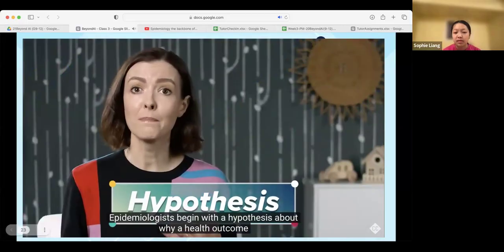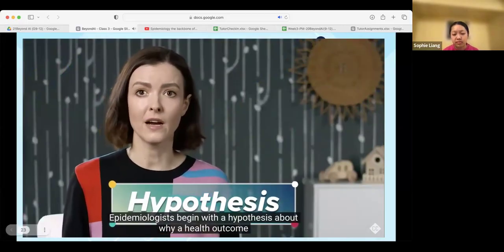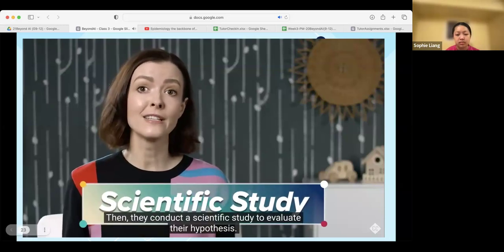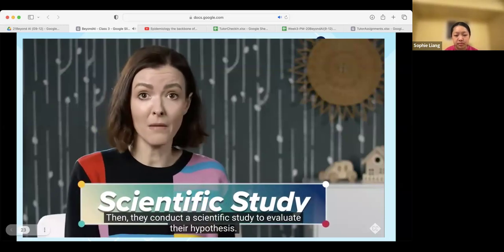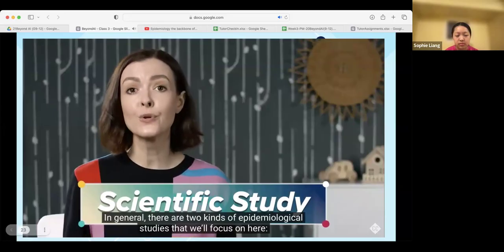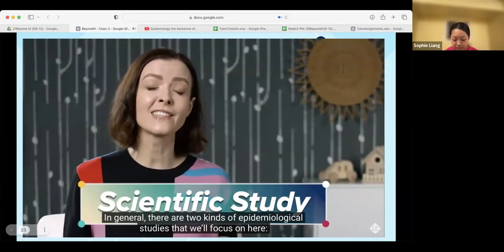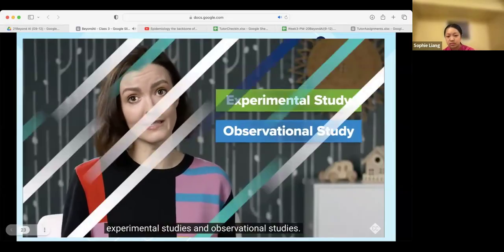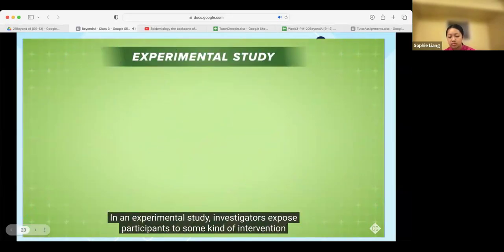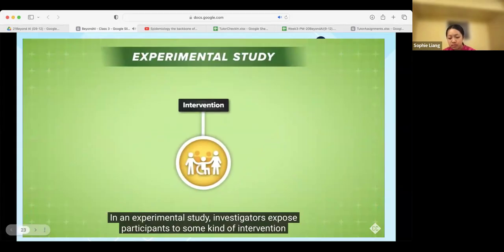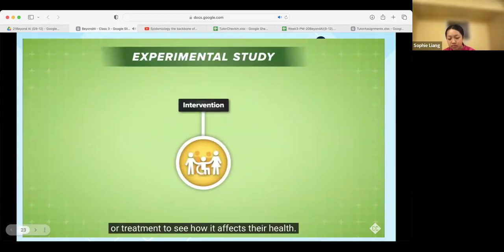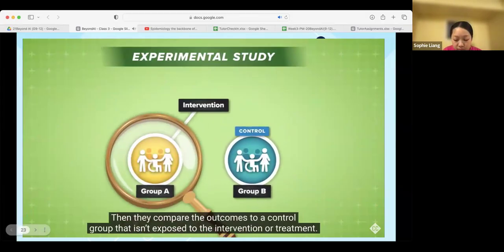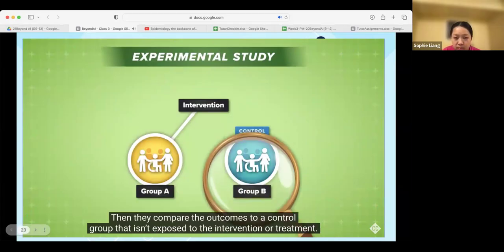Epidemiologists begin with a hypothesis about why a health outcome is spreading or occurring in the first place. Then they conduct a scientific study to evaluate their hypothesis. In general, there are two kinds of epidemiological studies that we'll focus on here: experimental studies and observational studies. In an experimental study, investigators expose participants to some kind of intervention or treatment to see how it affects their health. Then they compare the outcomes to a control group that isn't exposed to the intervention or treatment.